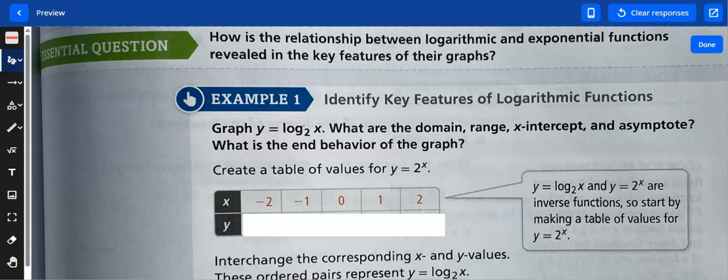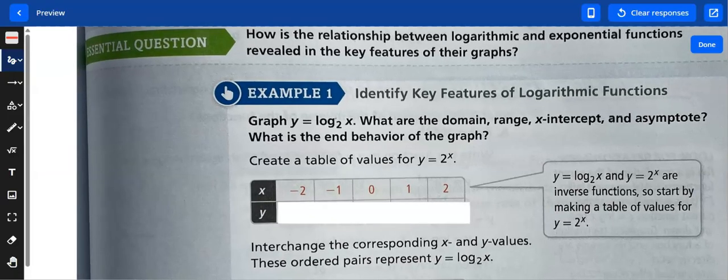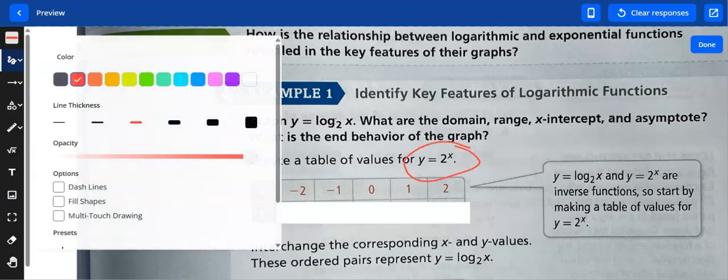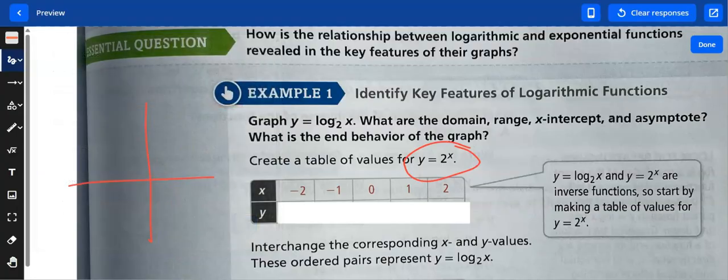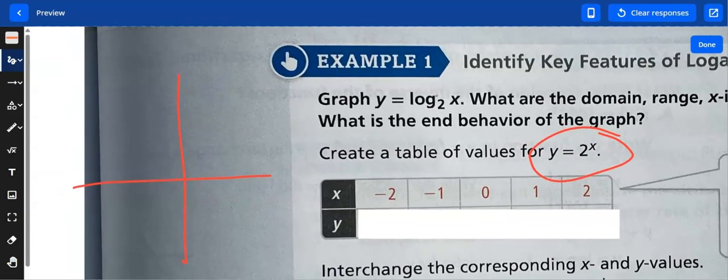They want me to graph this. They want me to find domain, range, x-intercept, asymptote, end behavior of the graph. Do we know what y equals 2 to the x looks like? I really hope so. Could you describe it to me? What would you call y equals 2 to the x?